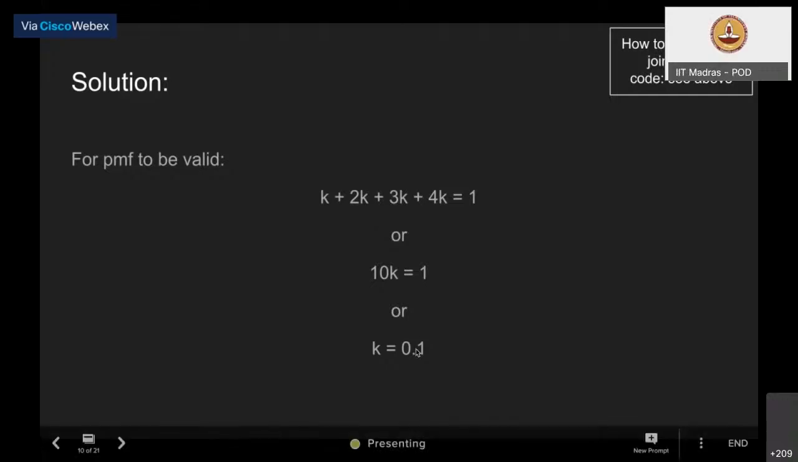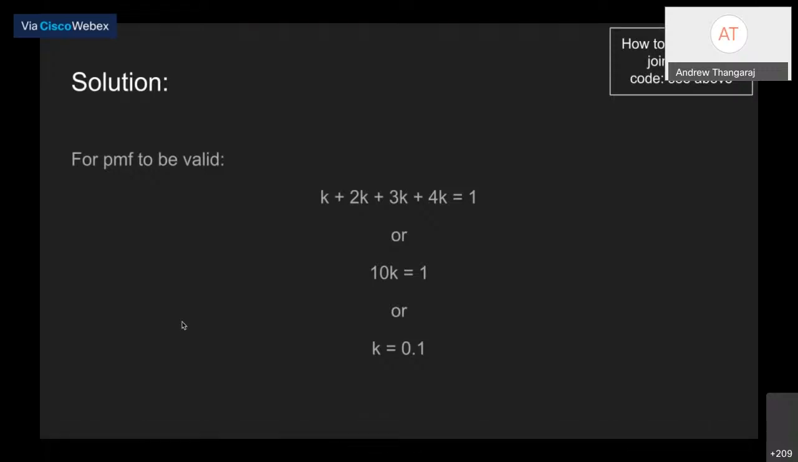Okay, so you get k equals 0.1. This is a straightforward problem, and many of the problems you'll deal with may be as simple as this. Quite often it depends on what level you work at. You may not bother so much about the experiment and sample space. You can contrast the previous question with this question, right?